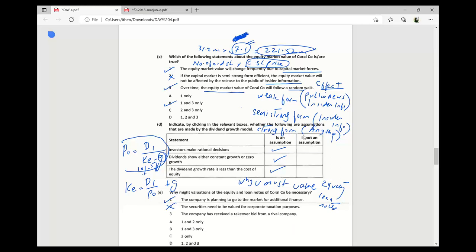The company has received a takeover bid from a rival company. Obviously, if someone wants to acquire you, for that purpose you need to have a value. So one and three seem correct. Any questions with respect to the last two MCQs, please ask.